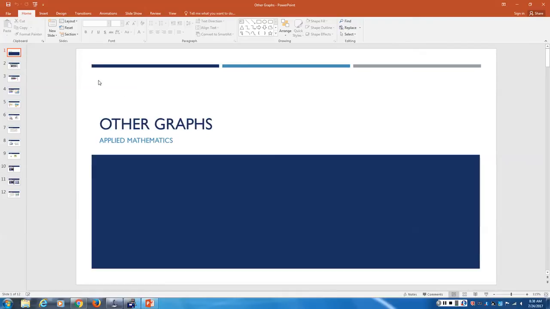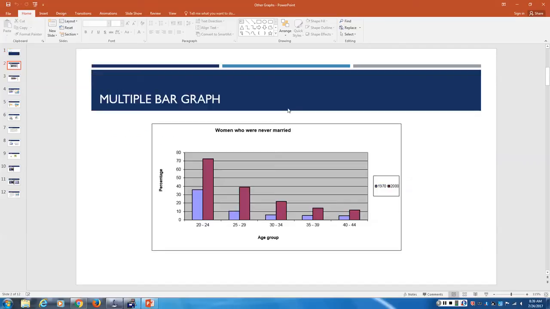Okay, talking about other graphs. The graphs we have talked about so far have been pie charts, bar charts, Pareto charts, and histograms. Okay? Some other kinds of graphs that you may run across. First one is a multiple bar graph.